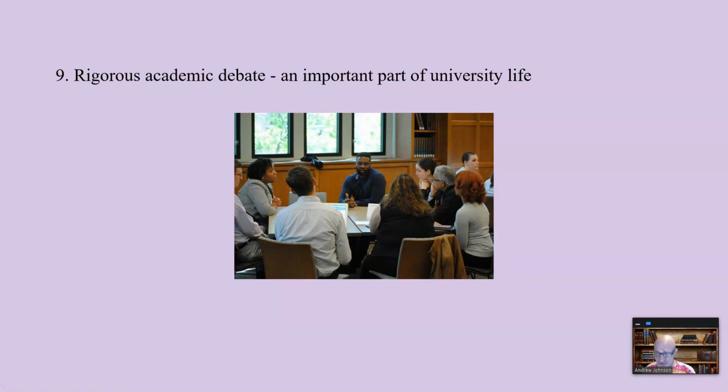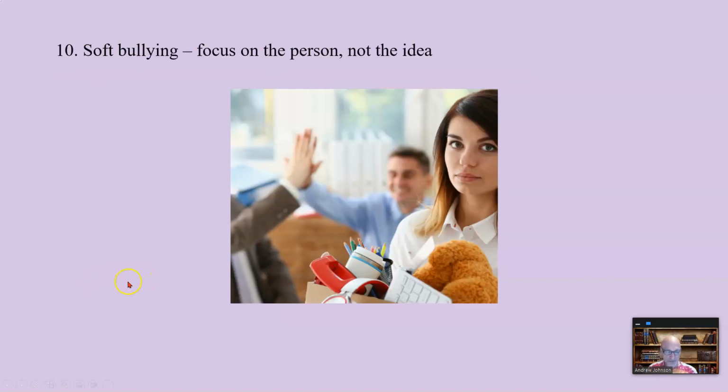And again, rigorous academic debate is an important part of university life. We would hate to cut that off. Hearing opposing ideas, conflicting views, this is how we evolve our fields. That should not be stymied. But it crosses the line when it becomes too rigorous, when it becomes too intense, too frequent, or the duration continues too long. Soft bullying also occurs when the focus is on the person and not on the idea. The old refrain: you can disagree with the idea, but don't be disagreeable to the person.